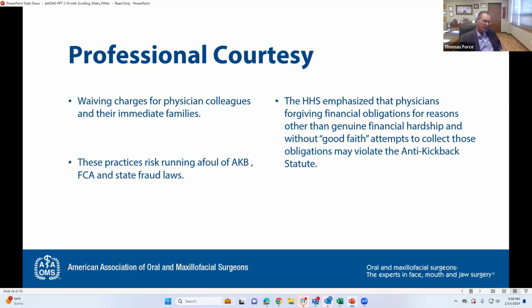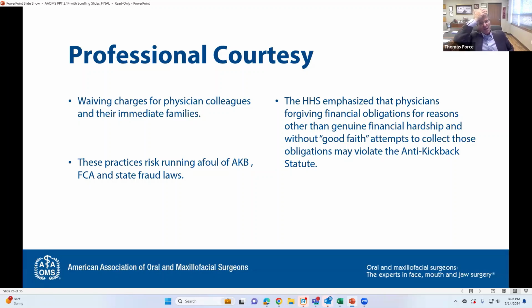It has to be limited in scope. Your professional courtesy policy shouldn't be such that 50% of your patients get a courtesy discount. It should be in writing. It should be documented. And you should note that OIG and HHS have emphasized that physicians forgiving financial obligations for reasons other than genuine financial hardship and without good faith attempts to collect those obligations may violate the anti-kickback statute. So these practices risk running afoul of the anti-kickback statute, False Claims Act, and state fraud laws.